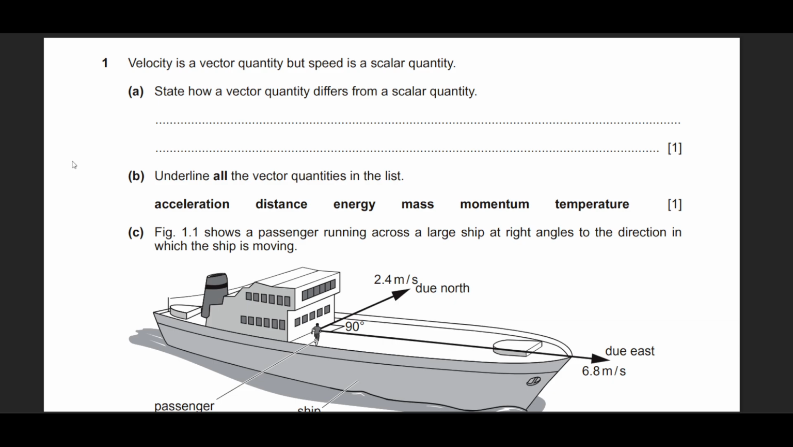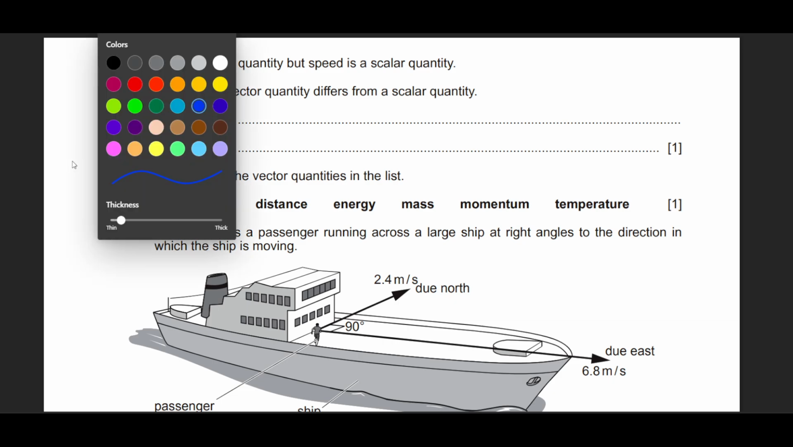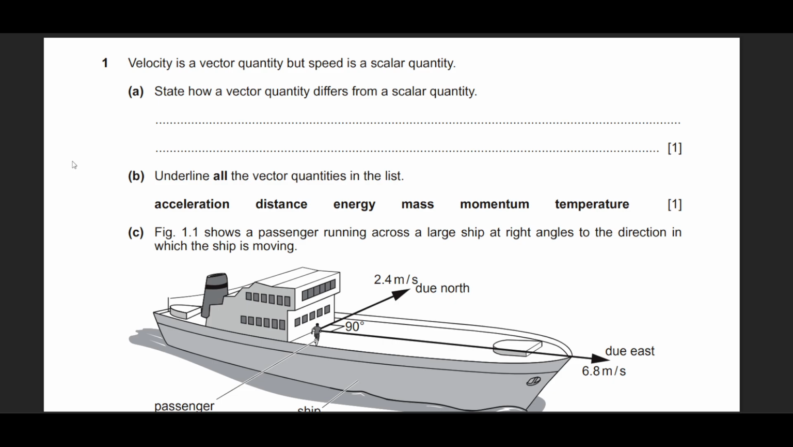Let's start with this. The first question asks what is a vector quantity and how do you differentiate it from a scalar quantity? A very simple answer would be that a vector quantity has direction. So a vector has direction embedded into its full information.